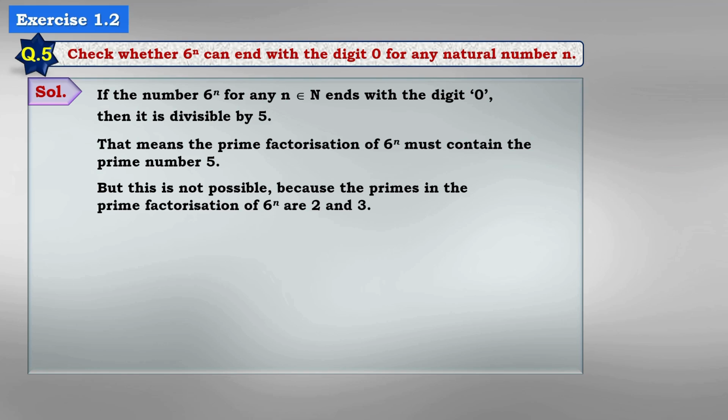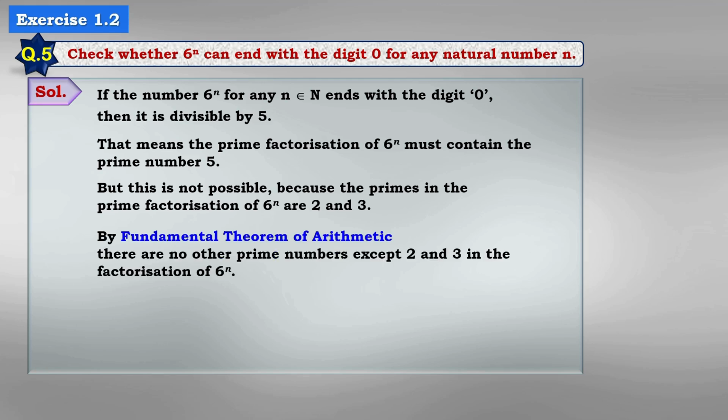So that's why this is not possible, because the primes in the prime factorization of 6 to the power n are 2 and 3. By the fundamental theorem of arithmetic, there are no other prime numbers except 2 and 3 in the factorization of 6 to the power n. So there is no natural number n for which 6 to the power n ends with the digit 0. Whenever a number ends with the digit 0, there has to be a prime factor 5, which is missing, that's why it is not possible.